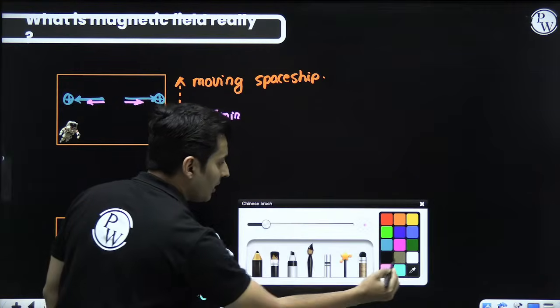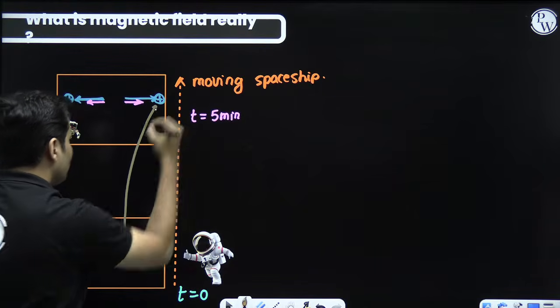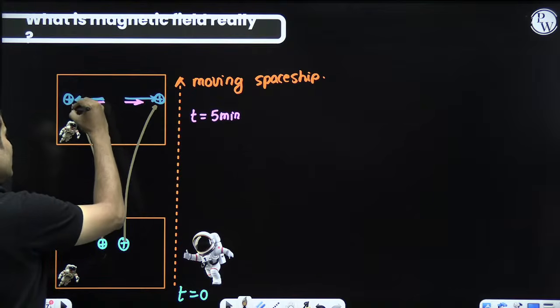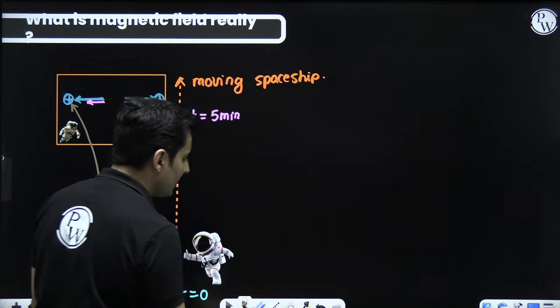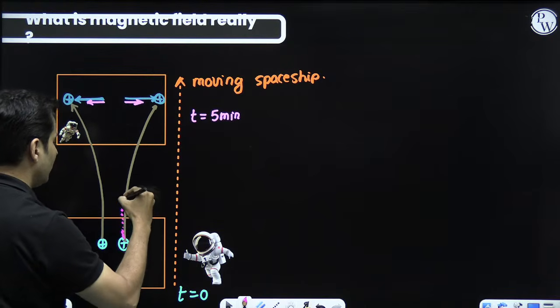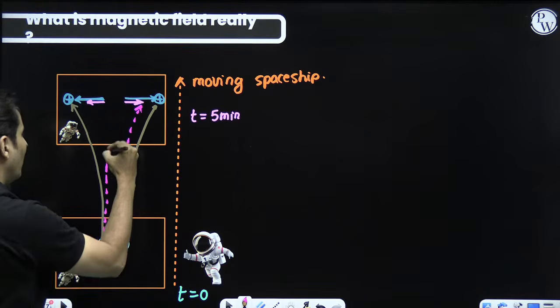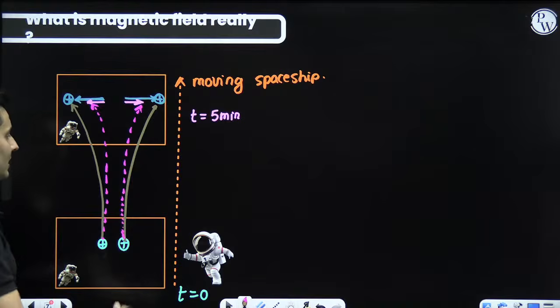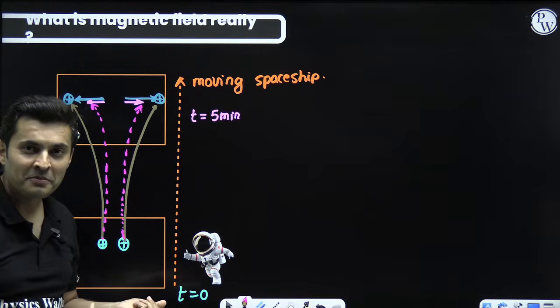So what he thought the path should be, like this, is not the real path. What he will actually get is this particular path. I'll put it in this color. He will get the path of the charges as something like this. It's slightly different than what was expected before.